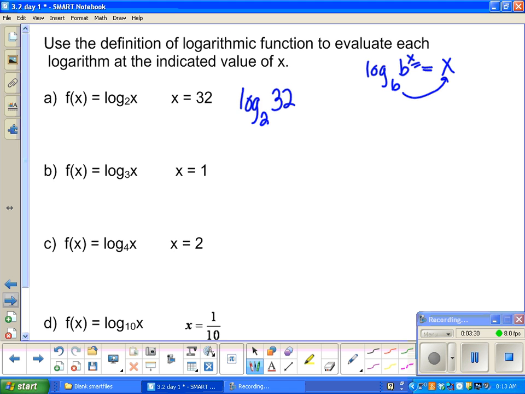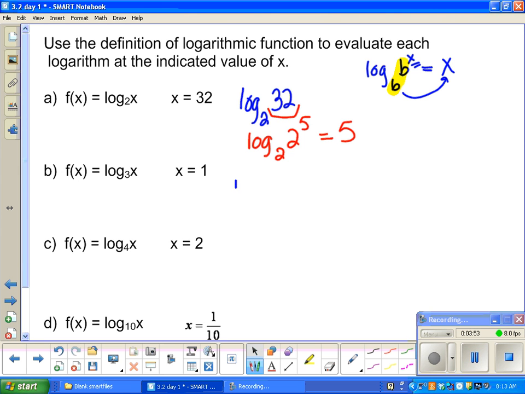So if I'm going to substitute log base 2, and I'm going to substitute 32 in for x, what I want to try and do is match my bases. So I'm going to look at it and say, okay, what can I do? How can I change 32 to base 2? Well, 32 is 2 to the 5th. So that's going to equal 5.